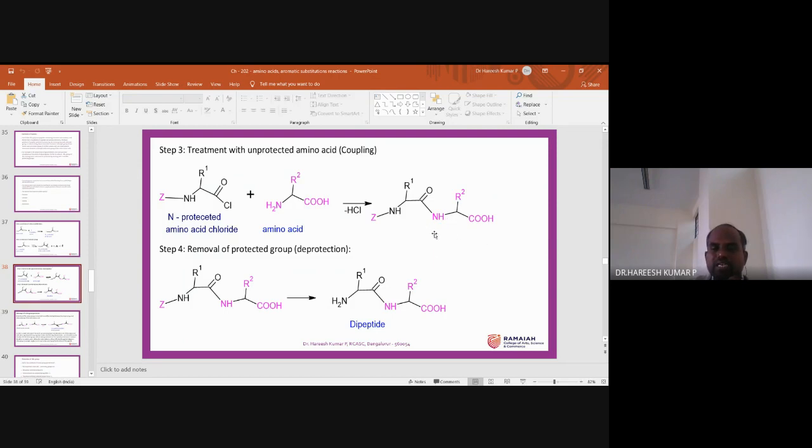If you want to stop at this stage, you can go for deprotection of the N-protected one. Otherwise, activate this carboxylic group and treat with another amino acid, and you will get a tripeptide. Then again activation of the carboxylic group, treat with another amino acid, you will get a tetrapeptide. Like that, you can go until you get the desired peptide. After that, deprotection of the N-protected one, the removal of the protecting group, is called deprotection, and the obtained product is a dipeptide. Suppose R is equal to H, then it is glycine. If R2 is equal to CH3, it is alanine. Glycylalanine can be synthesized. So this is the general method of peptide synthesis.